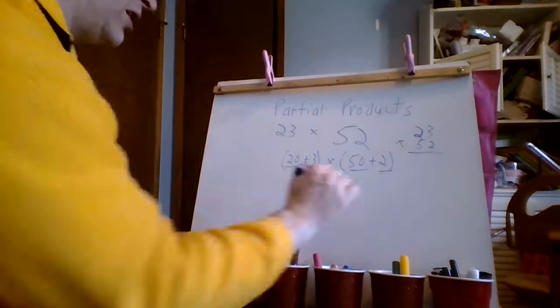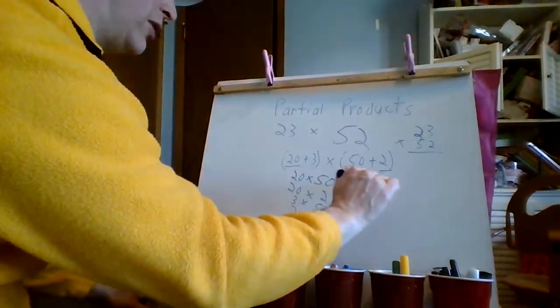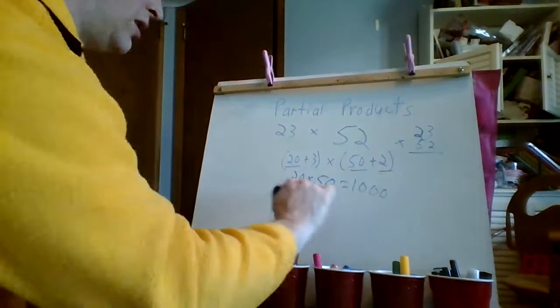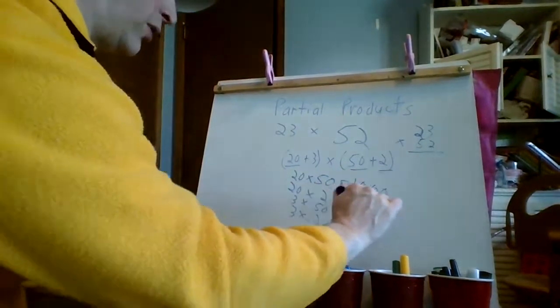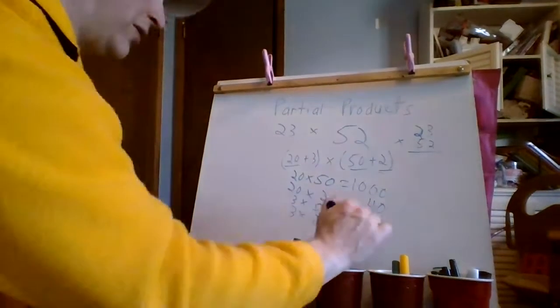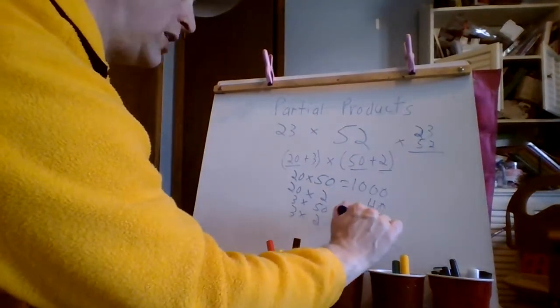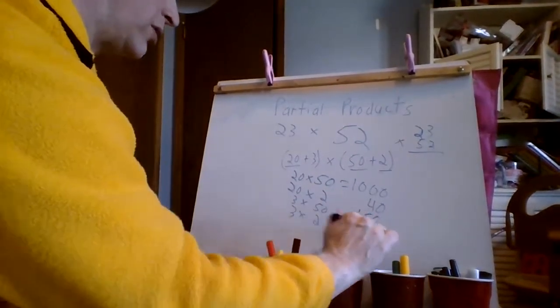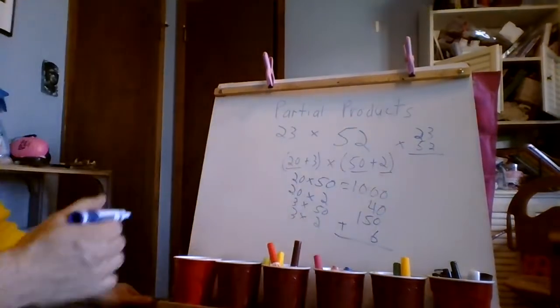So you're going to figure all these out. 2 times 5 is 10. We're going to add 2 zeros, so it's 1,000. 20 times 2. 2 times 2 is 4. We're going to add the 0, so it's 40. 3 times 50. 3 times 5 is 15. Add a 0, it's 150. And 3 times 2 is 6. So you'd add all those together, and that'll be your answer.